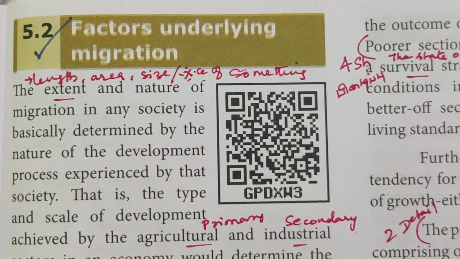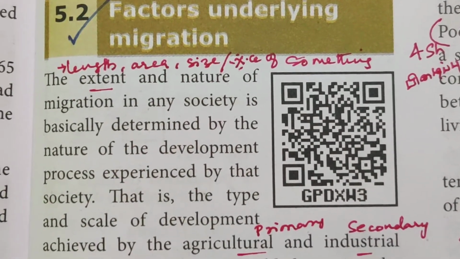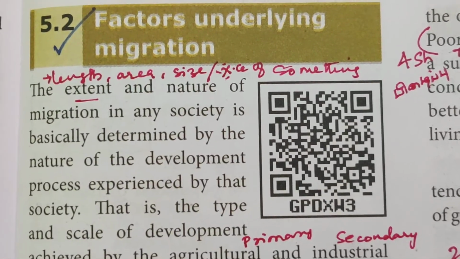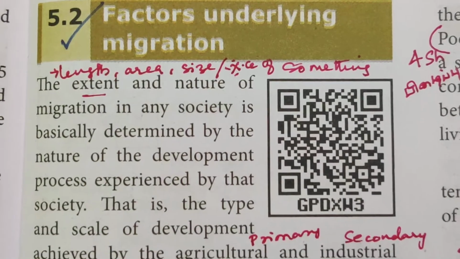Now look at the second point of view. Factors underlying the migration. The extent, that means the length, the area, the size, or the importance of something.